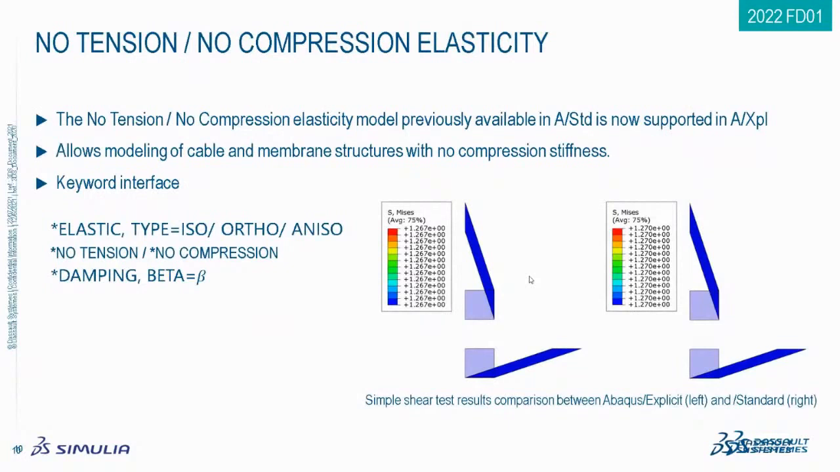The next enhancement, which was a very popular request from customers, was the introduction of no compression and no tension elasticity into Abacus Explicit. This capability has been available in Standard for many, many years, and a number of customers were asking for this capability in Explicit, so that's now available. A typical use case is modeling cables, for example, with beam elements, or perhaps something like a fabric, with shell or membrane elements where we don't really have any compression stiffness, so to speak.